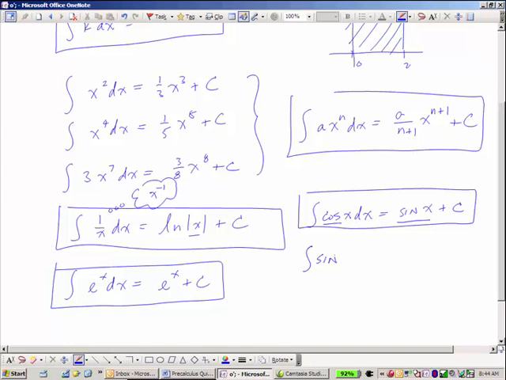Okay. Let's try this one. All right, so we should try the negative here. So the derivative of negative cosine would be negative sine, which would be positive sine. That does work.